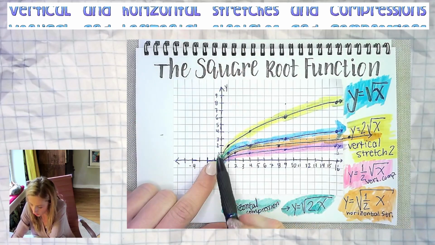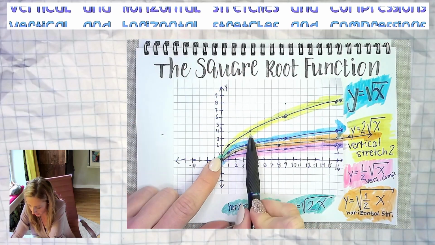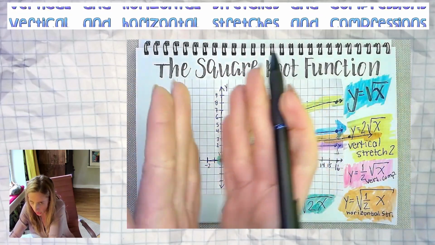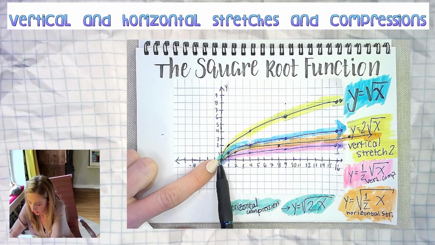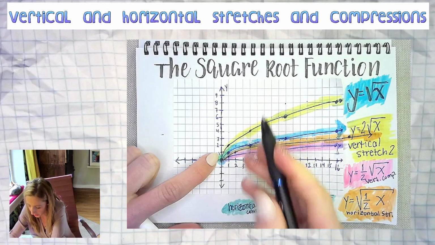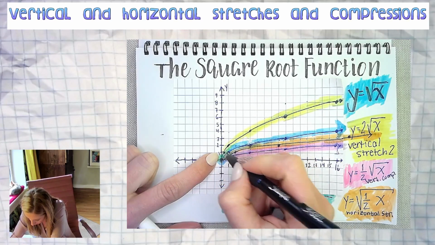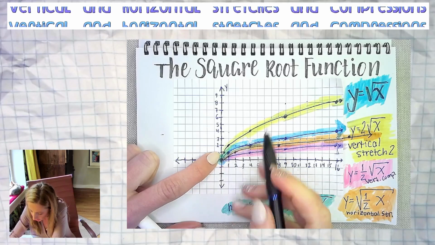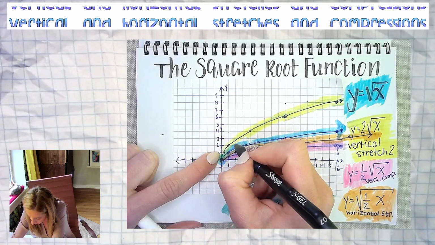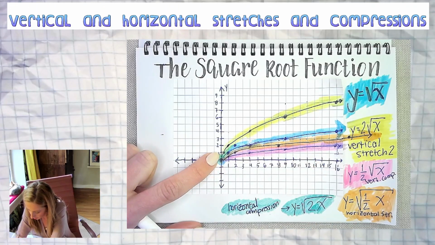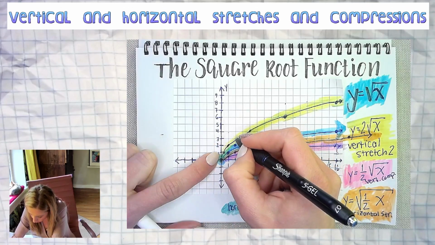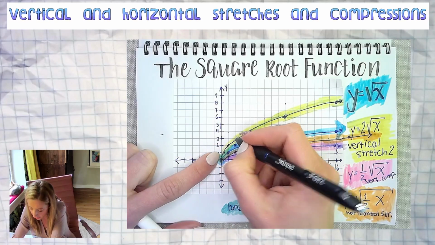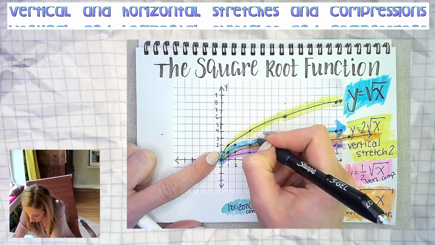So the blue is normal, up 1 over 1, up 1 over 3, up 1 over 5. So if I'm going to squash it like this by 2, up 1 over 1/2, up 1 over 1.5, up 1 over 1/2 of 5, 2.5.